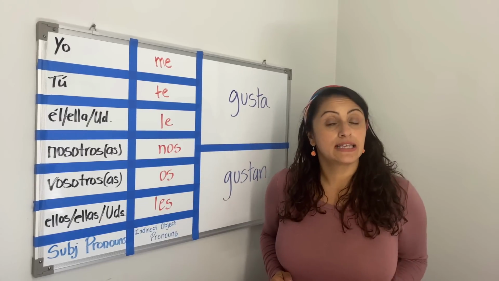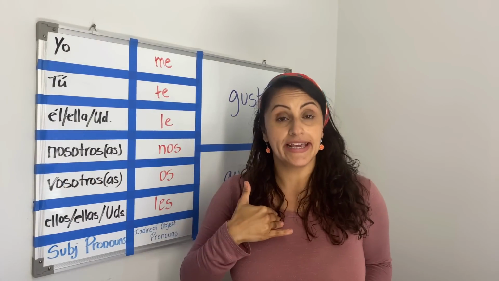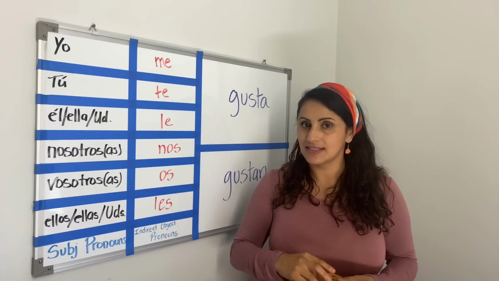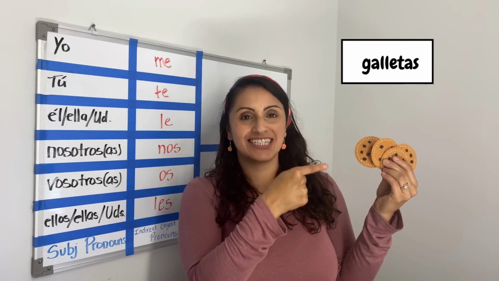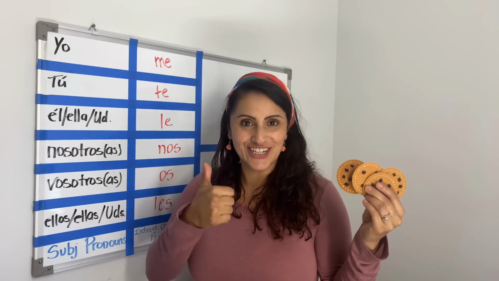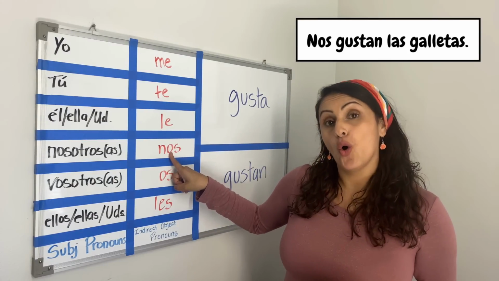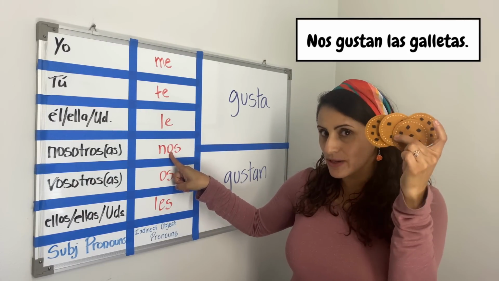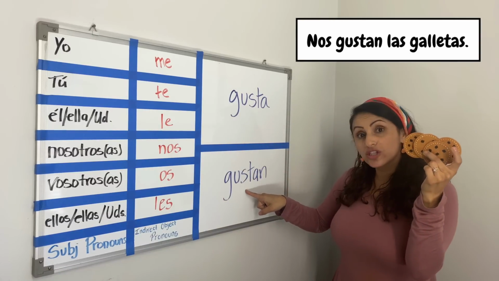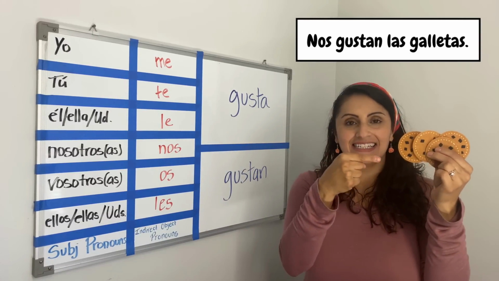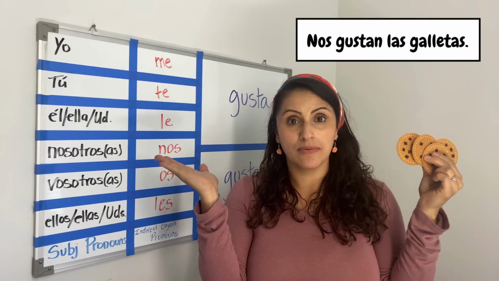Let's do another example. In this case, let's talk about nosotros. We, nosotros. And in this case, we're going to talk about galletas. Cookies. Good. So, we're going to use nos. How many galletas do we have? Yes, more than one. Nos gustan las galletas. Good job.